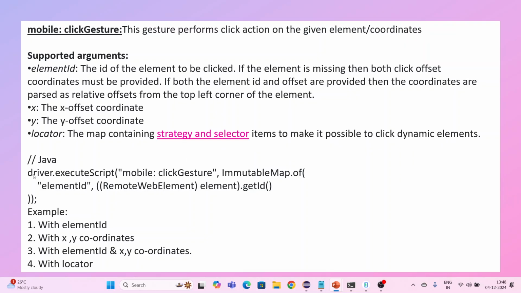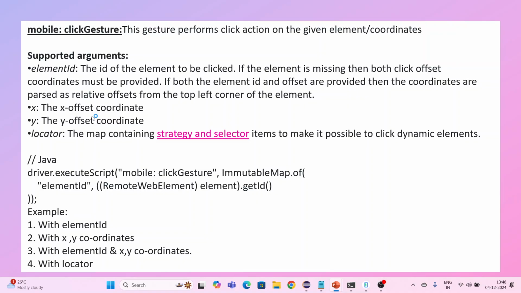Okay, so this is the sample code, how it looks like. Driver dot execute script, the command I have to give is mobile colon click gesture, comma, then a key and value. The value is an immutable map of, and there also we have to put key and value. So the key is element id and the value we have to provide is the element. In this video we will perform this click gesture using the supported arguments, that is with element id, with x and y coordinates, with element id and x and y coordinates, and with locator. So all these arguments we will perform.